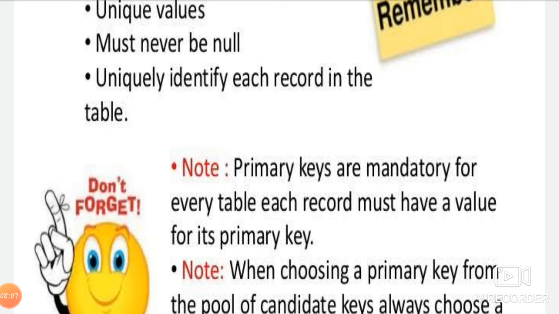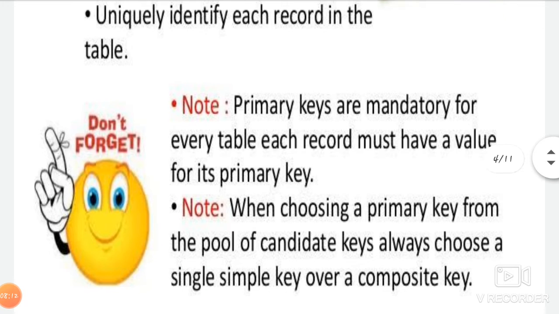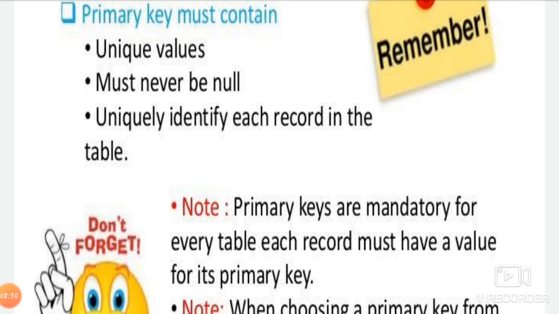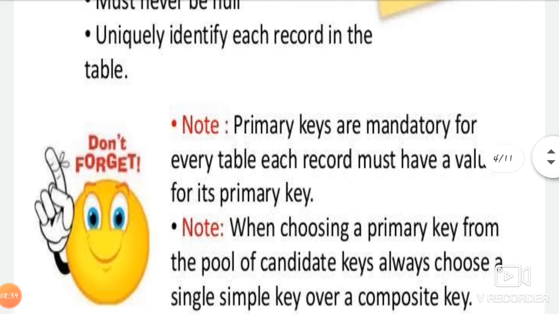And the next note point is, when choosing a primary key from the pool of candidate keys, always choose a single simple key over a composite key. About candidate keys, we are going to talk later, okay? So friends, please don't forget, a primary key should have a unique value, it should not be null, and it should identify each record uniquely, okay? And these two are the notes.